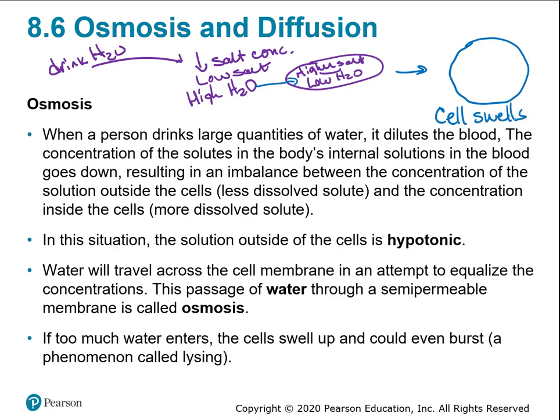So if you think about this in lab, this is the same as the piece of potato that we cut and put in distilled water, right? Because we said in distilled water, there's no salt in the liquid outside of the potato. So there was a very high water concentration outside, and inside of the potato, the water concentration was less. We let it sit for about 45 minutes. Do you remember what the potato felt like?